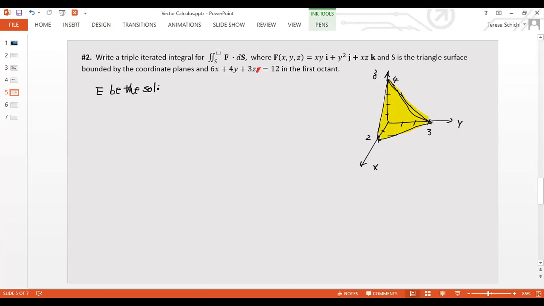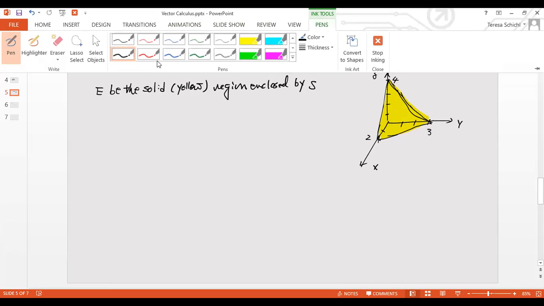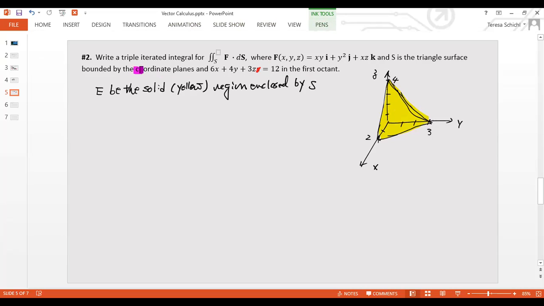So that's what I graph in the yellow here. E is the solid region enclosed by the S, right? So remember the S here. We said that this S is bounded by the coordinate planes and these planes, right?